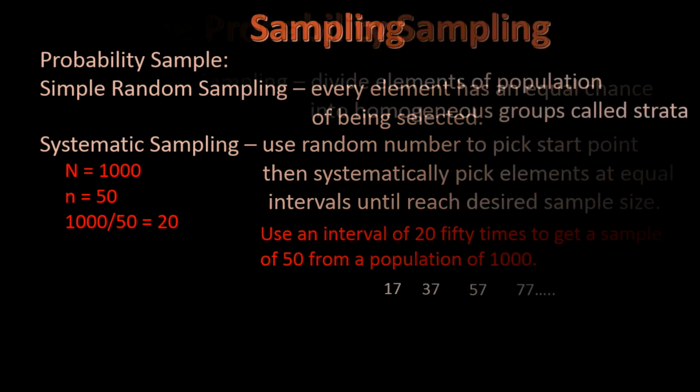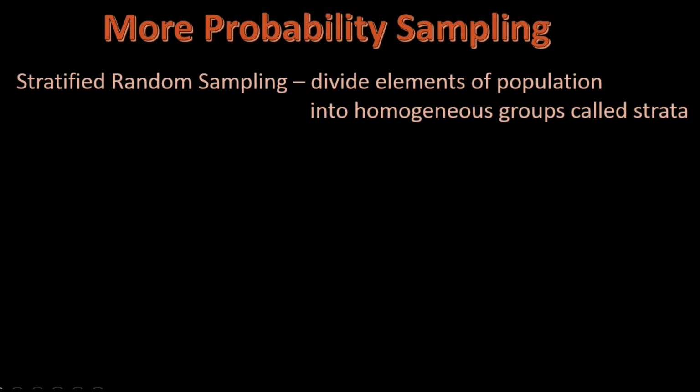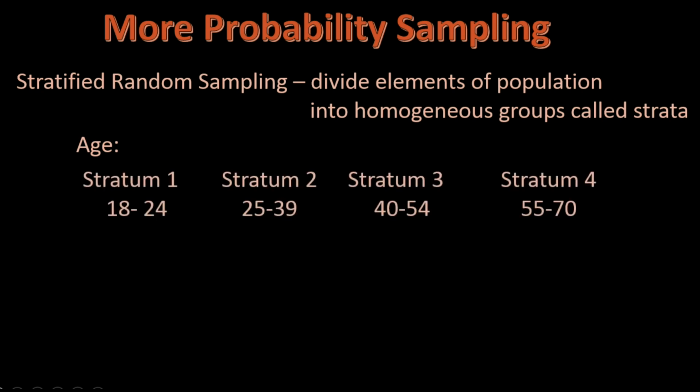Another commonly used probability sampling method is called stratified random sampling. In this case, the elements of the population are divided into homogeneous groups called strata, so that each element in the population belongs to one and only one stratum. To get these homogeneous strata, we might use a characteristic such as age, and then each stratum would contain respondents with similar ages. So for example, we might have one stratum containing young people, one stratum with younger middle-aged people, one with older people, and one with people close to retirement age.